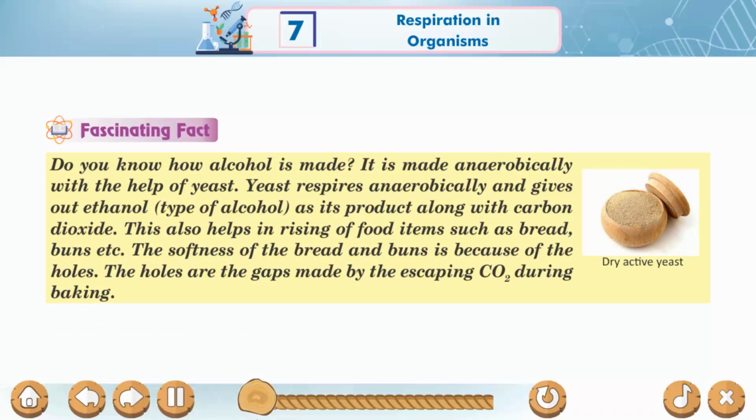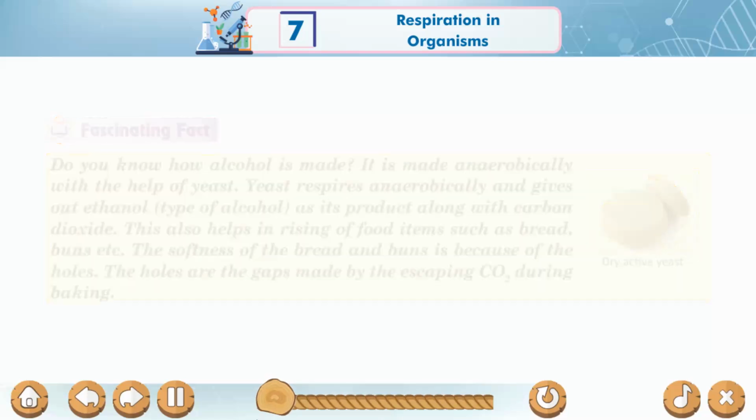Fascinating fact. Do you know how alcohol is made? It is made anaerobically with the help of yeast. Yeast respires anaerobically and gives out ethanol, which is a type of alcohol, as its product along with carbon dioxide. This also helps in rising of food items such as bread, buns, etc. The softness of the bread and buns is because of the holes. The holes are the gaps made by the escaping carbon dioxide during baking.